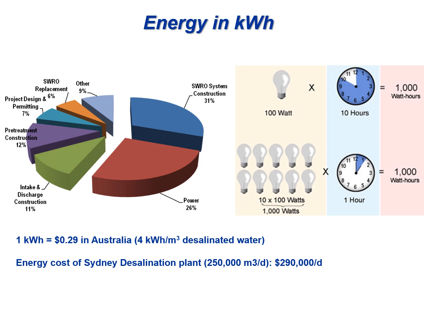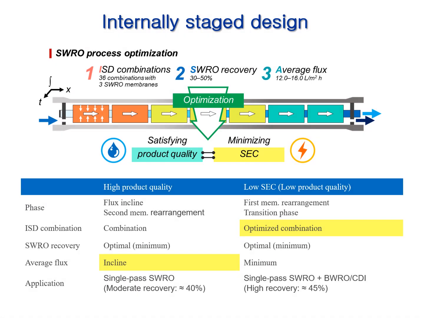That's the reason why desalination plants in Australia utilize wind farms, which is renewable energy, to reduce CO2 and the environmental impact. Also, to save energy, we have different strategies. So let's cover this energy saving technology. I already provided your video and reading material for energy efficient desalination, which is very important because seawater desalination is energy intensive. So this is one of the strategies: internally staged design.